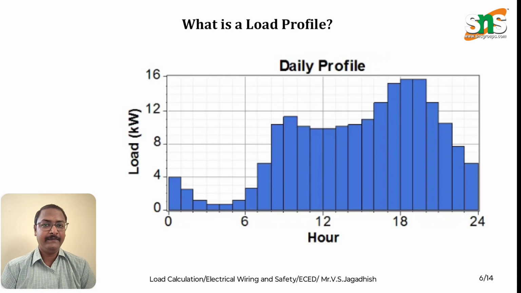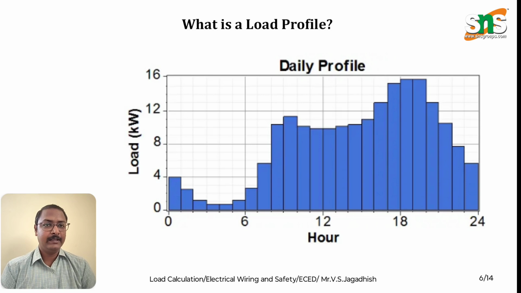This graph shows a day profile. Like this we can also have a monthly profile and a yearly profile. Based on the requirement of the industry or the residential building, this profile can be modified. On the x-axis we have hours from 1 to 24, that is the entire span of a day. In 24 hours, this shows how the load is consumed for a residential building, and the y-axis represents load in terms of kilowatt.